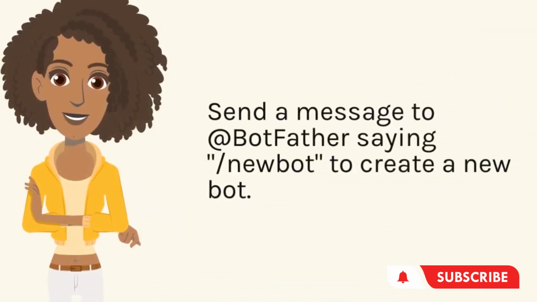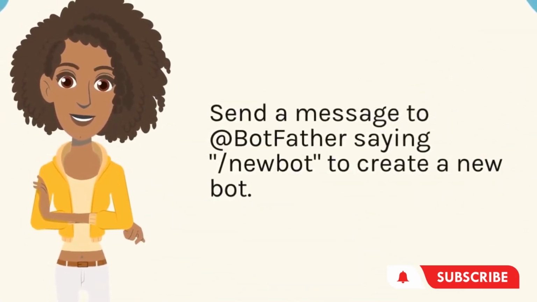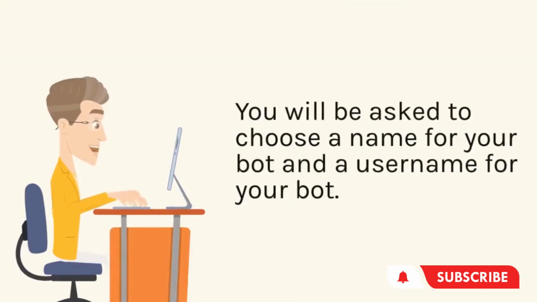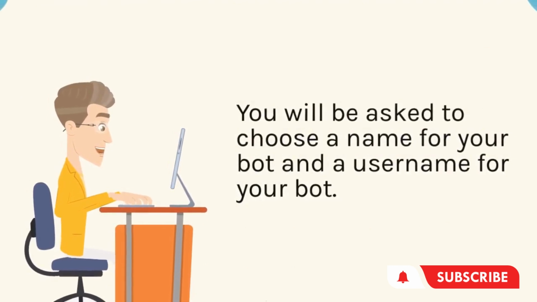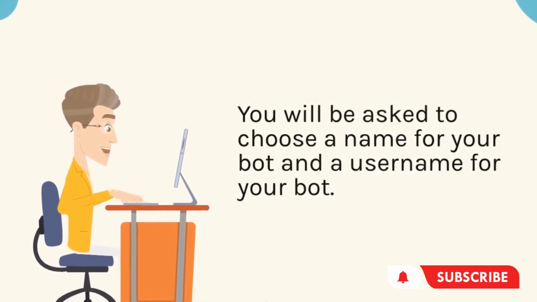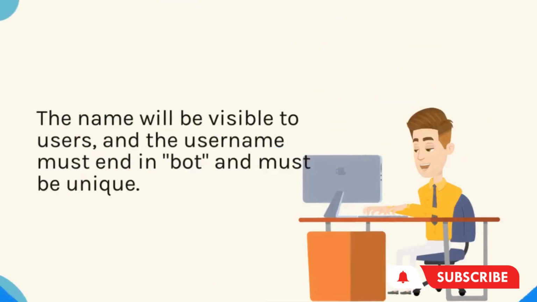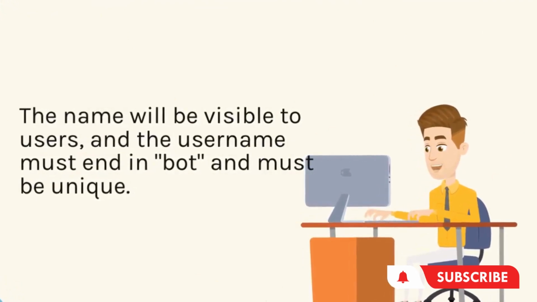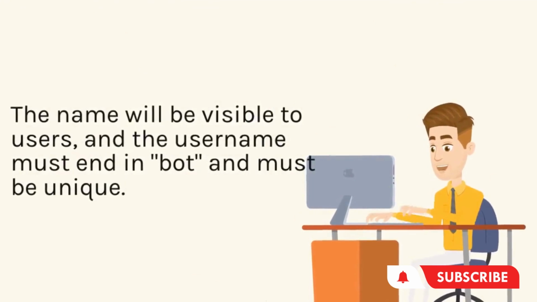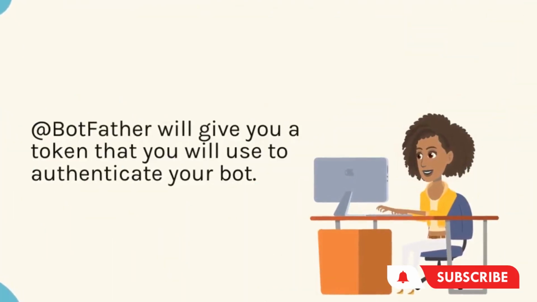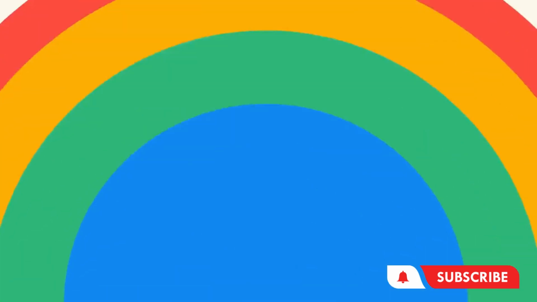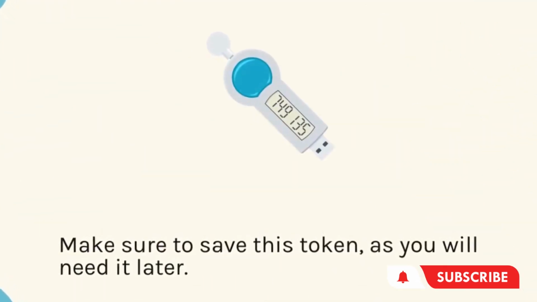Send a message to BotFather saying /newbot to create a new bot. You will be asked to choose a name for your bot and a username for your bot. The name will be visible to users, and the username must end in bot and must be unique. BotFather will give you a token that you will use to authenticate your bot. Make sure to save this token, as you will need it later.